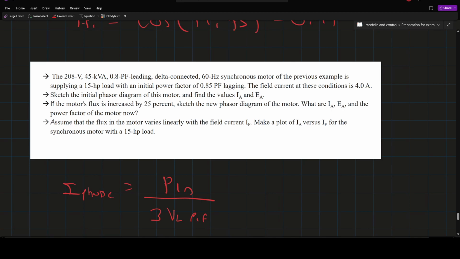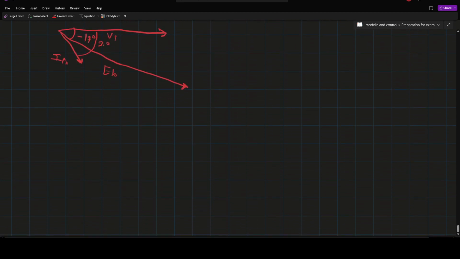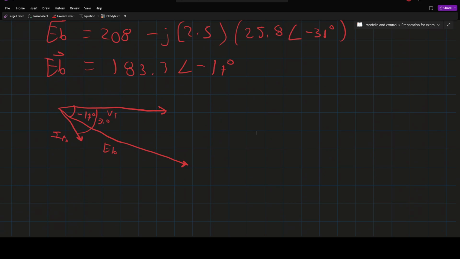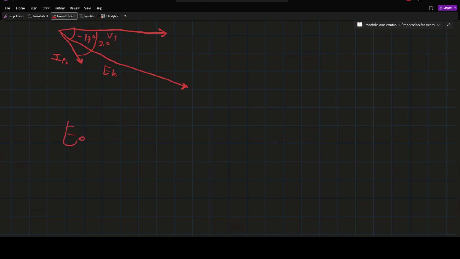So now it's telling us if the flux is increased by 25%, sketch the new phasor diagram. Okay, so if the flux is increased, we know that our EV is going to increase. We know that the EMF is equal to the number of turns times the derivative of the flux with respect to time. So if the flux increases, the EMF will increase.